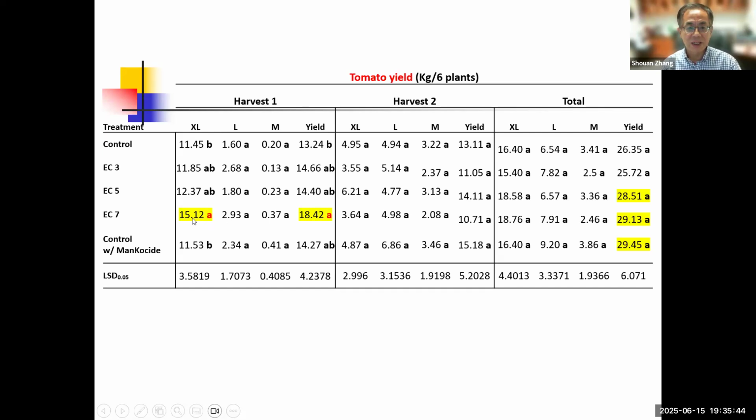And also the EC7 had the same effect, significantly increasing the extra large fruit yield compared to the grower's standard practice. But overall, the total fruit yield was not significantly affected by salinity treatment compared to the untreated control.